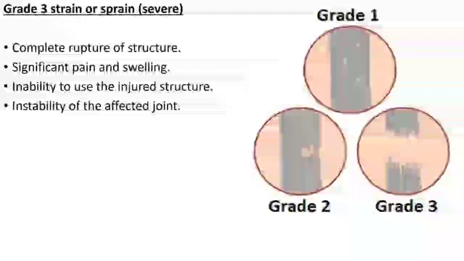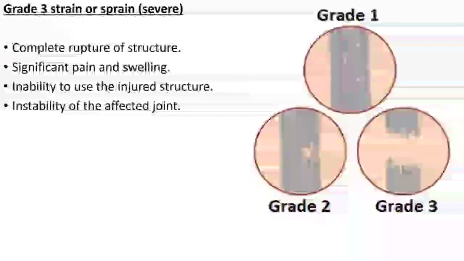Grade 3. Severe strain or sprain. Complete rupture of structure, significant pain and swelling, inability to use the injured structure, instability of the affected joint.